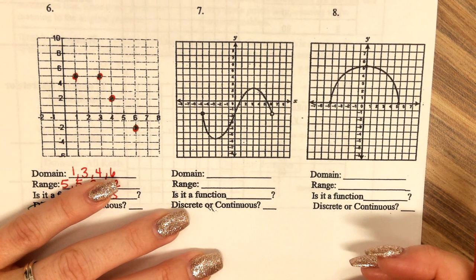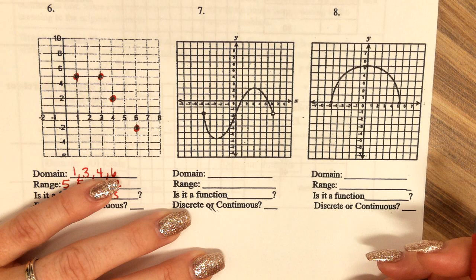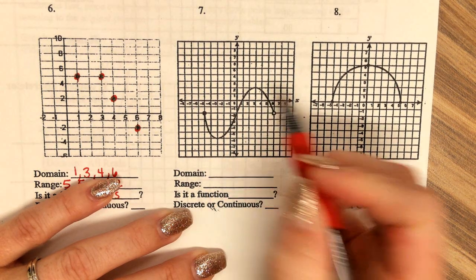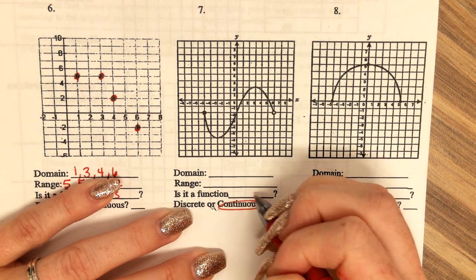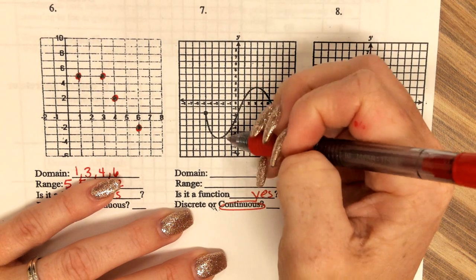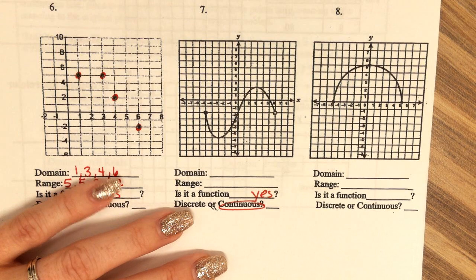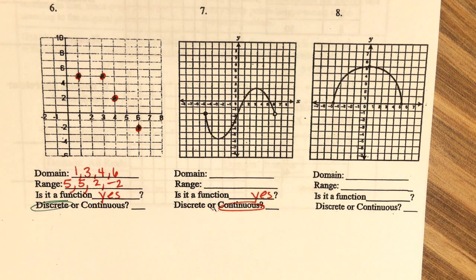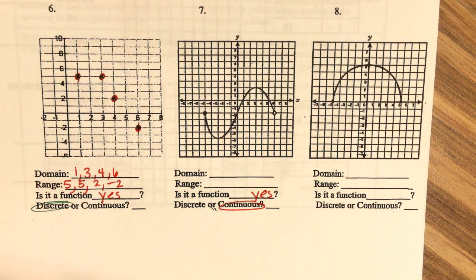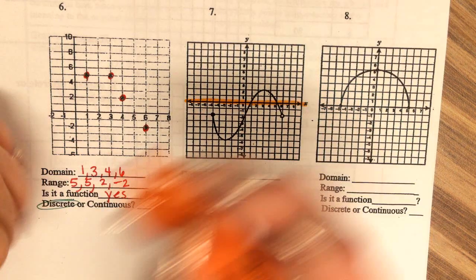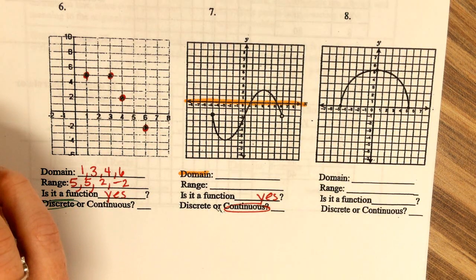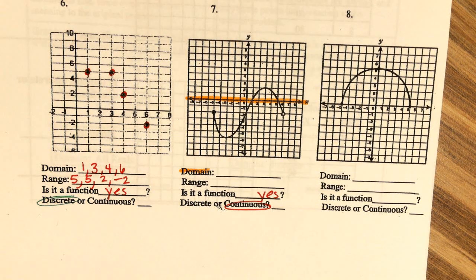Okay, was it discrete or continuous? Was it connected? Yes, so continuous. Was it a function? Yes, why? If I did a vertical line, it's only going to touch one time. All right. Did everybody at least get to the domain? Okay, domain. I did it in orange. X-axis. Do y'all need time to think about it? I'll give you 30 seconds.